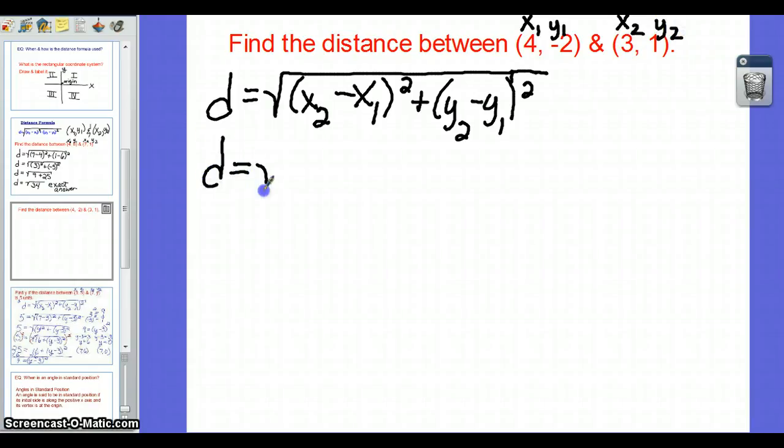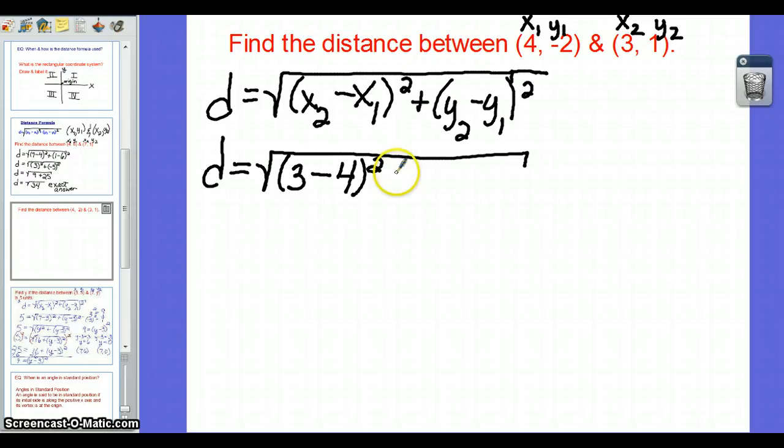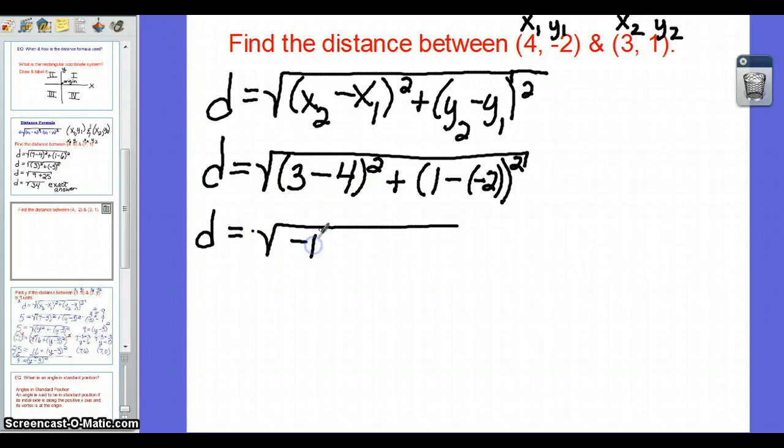Ready to plug in. d equals the square root. x sub 2 is 3, minus x sub 1 is 4. And that quantity is squared. Plus y sub 2 is 1 minus y sub 1 is negative 2. I'll put that in its own set of parentheses. Now, when we go back through and do those subtractions, 3 minus 4 is going to give me negative 1, or negative 1 squared, plus.